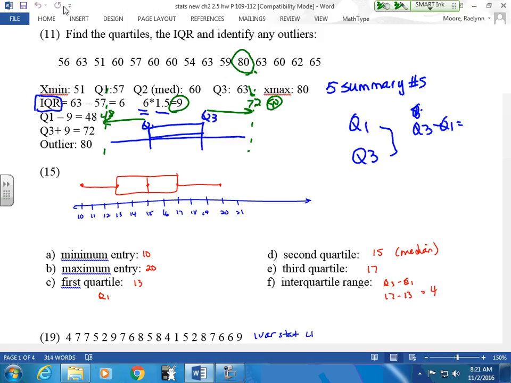That's how we tell. We use this formula. Interquartile range, multiply it by 1.5, subtract it from quartile 1, add it to quartile 3. It makes sense if you do a drawing, and so you can kind of see it.